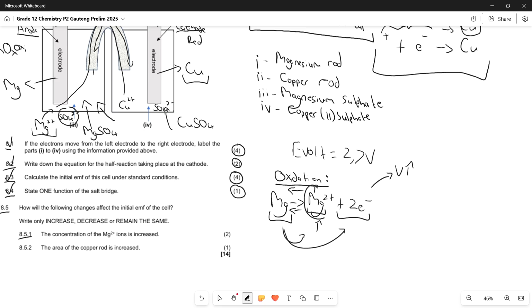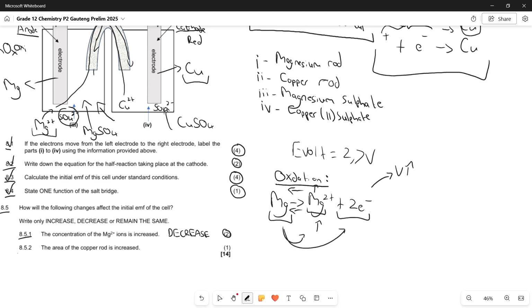Okay, so if we have increased the ions of a side, we have to see how that is affecting what we want from it. Because oxidation, we want it to break down, but if we have added more Mg2+, therefore it would slow down the oxidation process, and therefore this whole thing would just decrease. So we can just go ahead and write decrease over here, and that would earn us 2 marks over there.